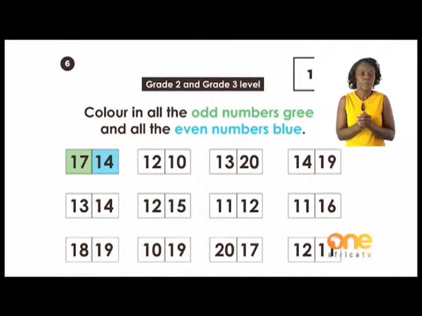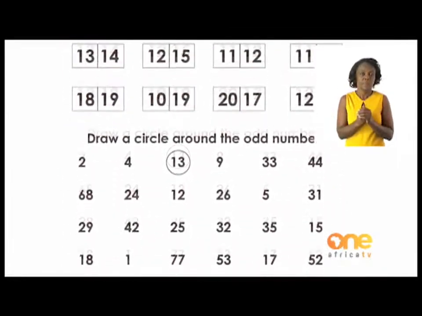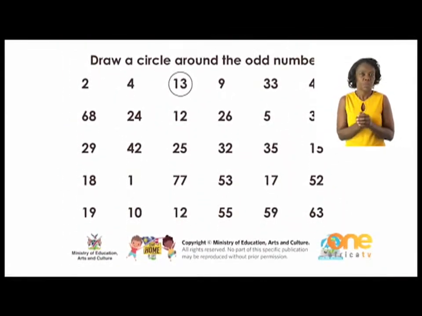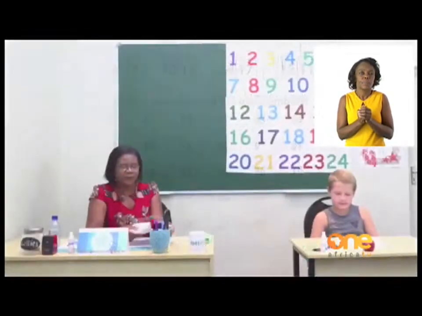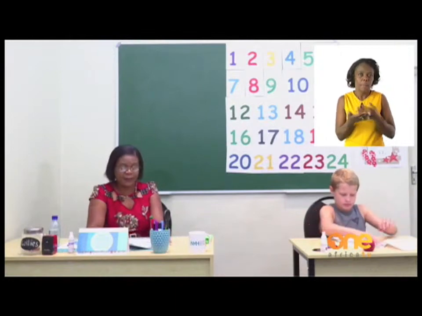The next exercise is very simple. I would like you to put a round circle around all the numbers which are odd. All the odd numbers, remember what are odd numbers? You skip them when you are counting in 2. Now we can go to page 7.